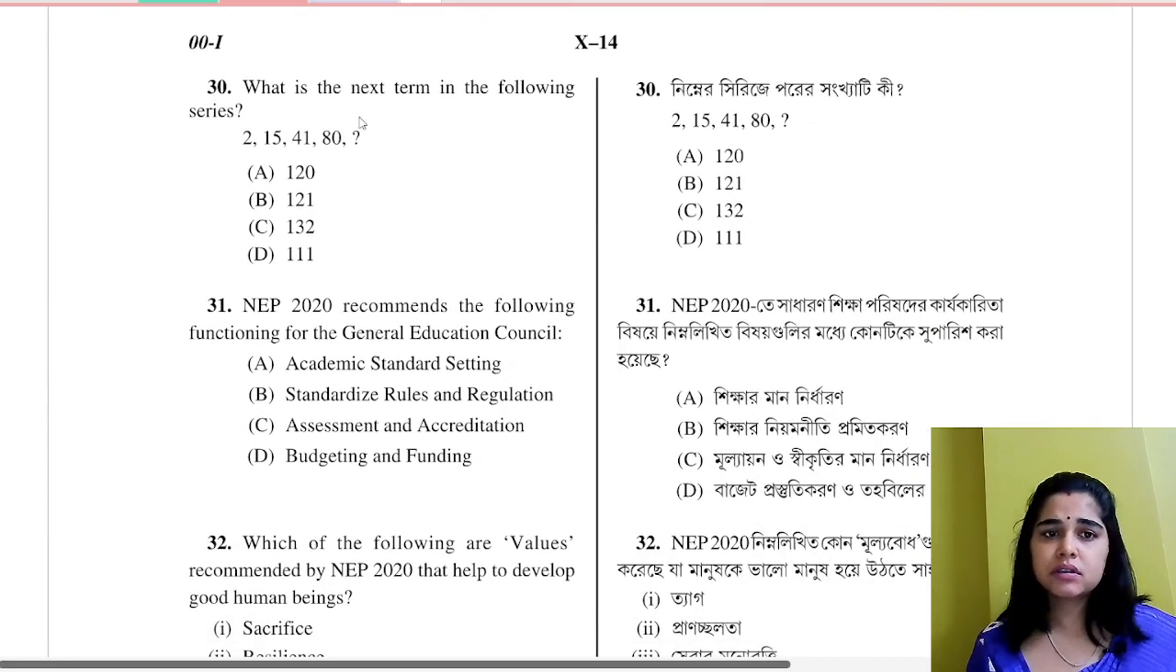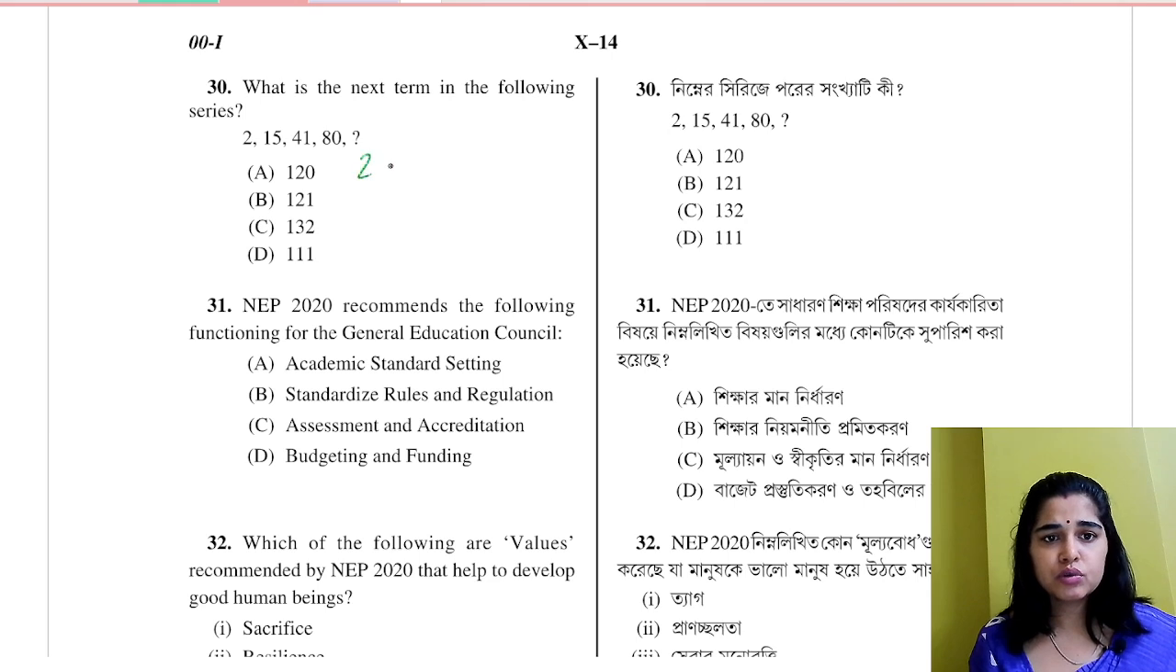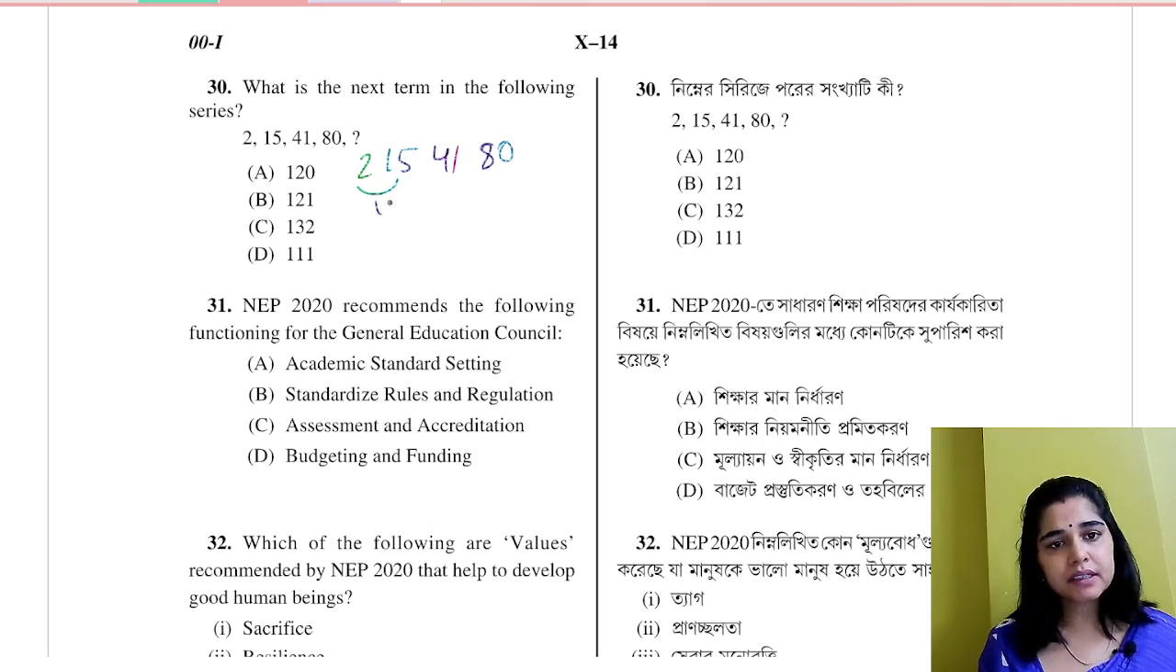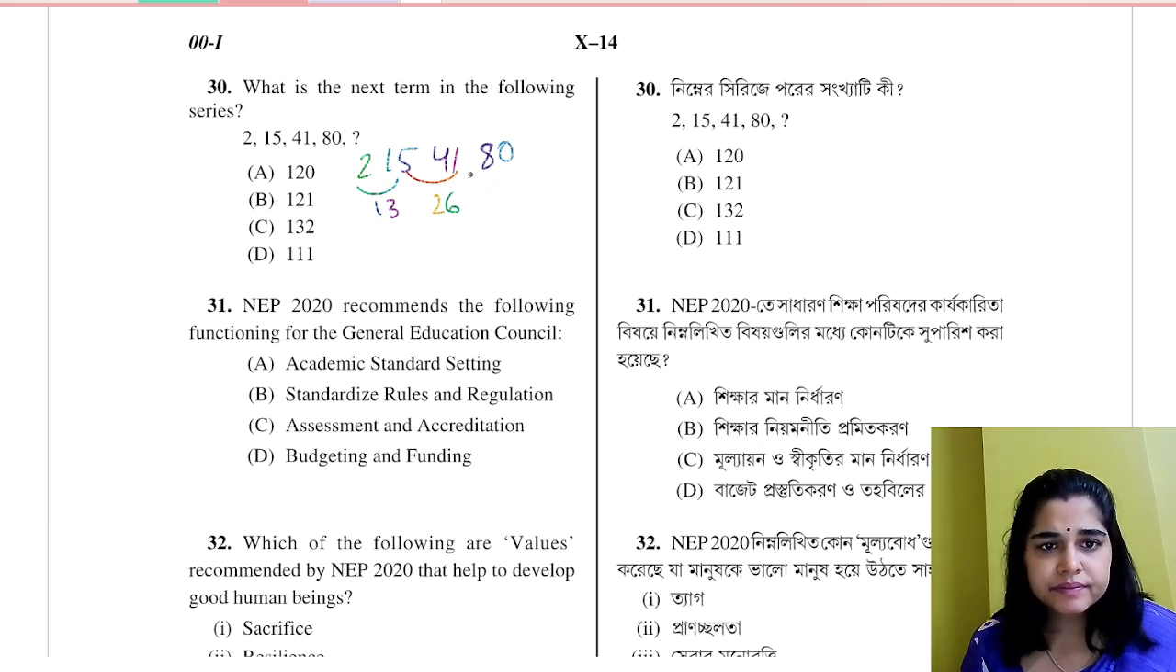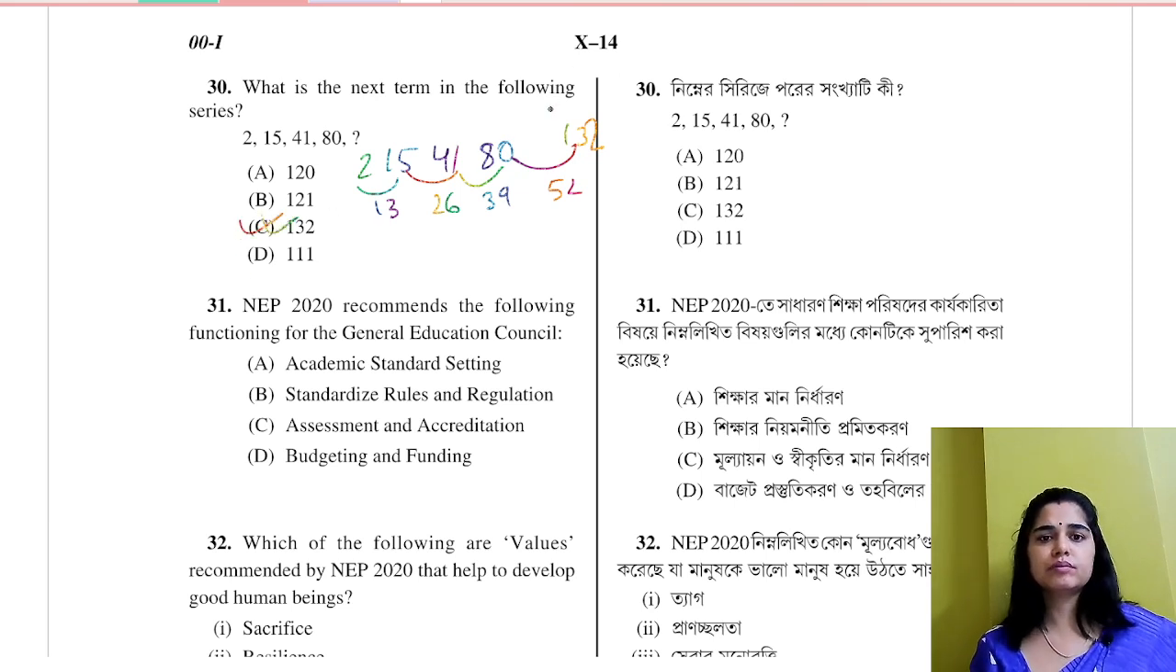So the next question is, what is the next term in the following? 2, 15, 41, 80. What is the gap? The gap is 13, and here it is plus 1, 26, and then 39, and then we will fill in the next gap. So what will be here? The answer is 132.